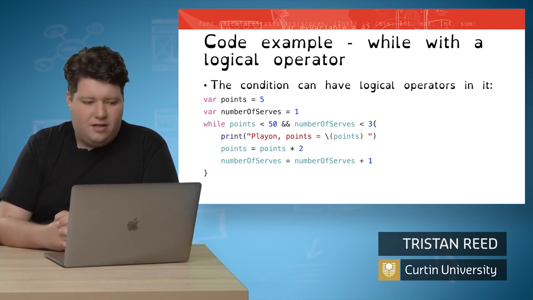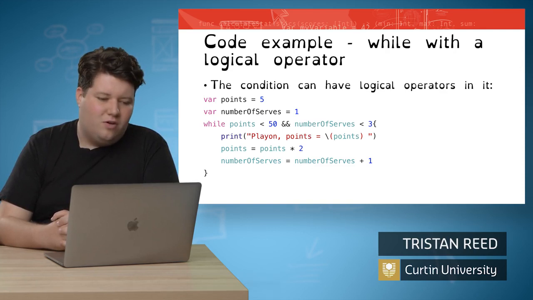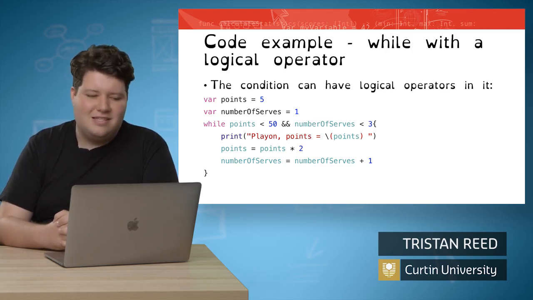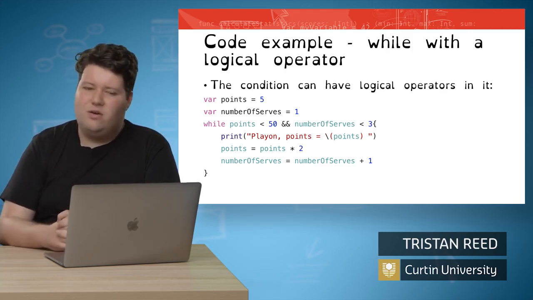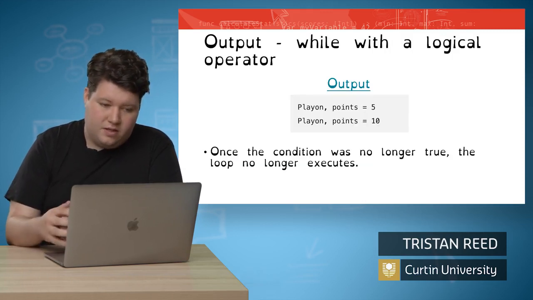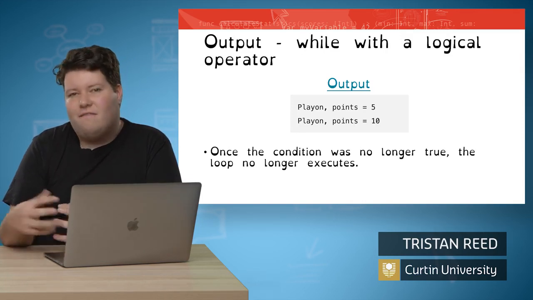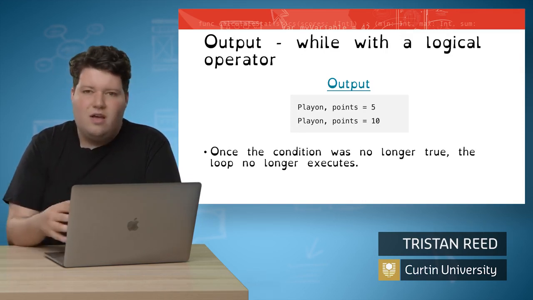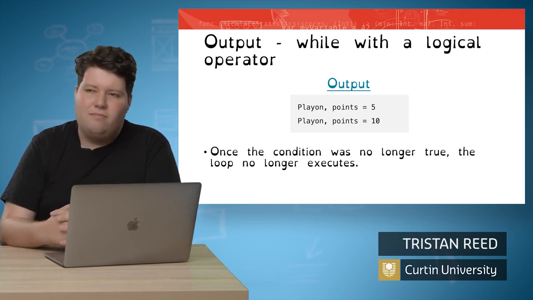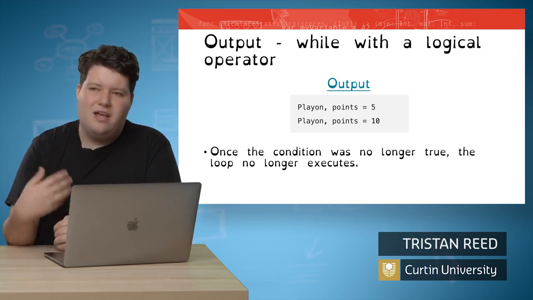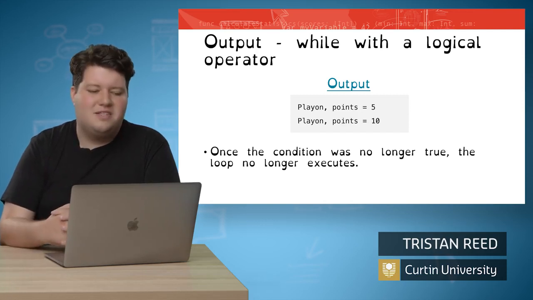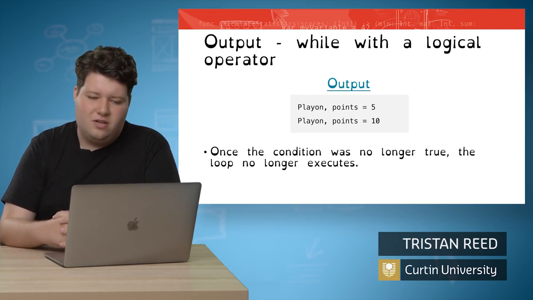Continuing back, this while loop will continue to run 3 times in total, as after we run it again, we've increased our number of serves from 2 to 3, therefore the number of serves isn't less than 3, so we then don't enter the loop and we continue on with the rest of our program. So we can see here the output would be play on, points equals 5 that first time around, we go around again, we'd increase our number of serves to 2, play on, points equals 10, then because it would be 3, we wouldn't enter the while loop a third time. Once the condition was no longer true, the loop no longer executes.